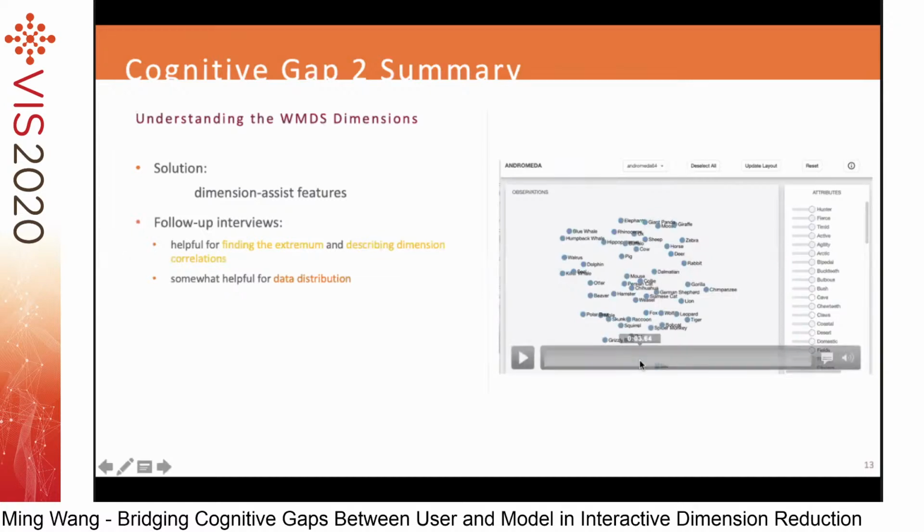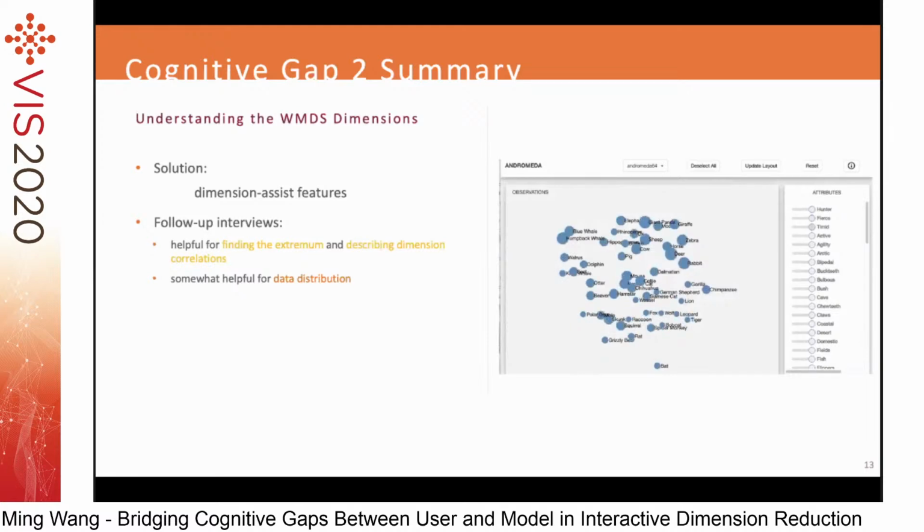And from the follow-up interview, the participant mentioned that the dimension assist feature is very useful for finding the extreme and describing dimension correlation. So just by hovering on the different dimensions, they can quickly get a sense of the relationship between multiple dimensions. So just to play this again.